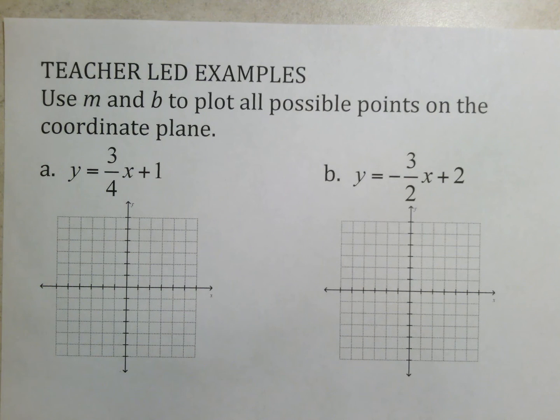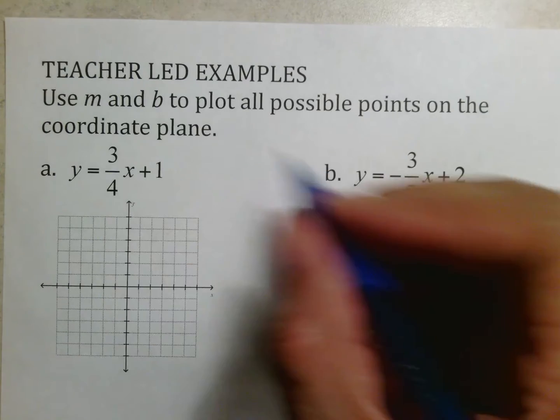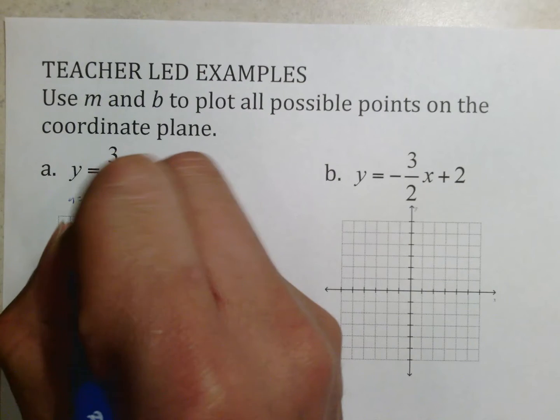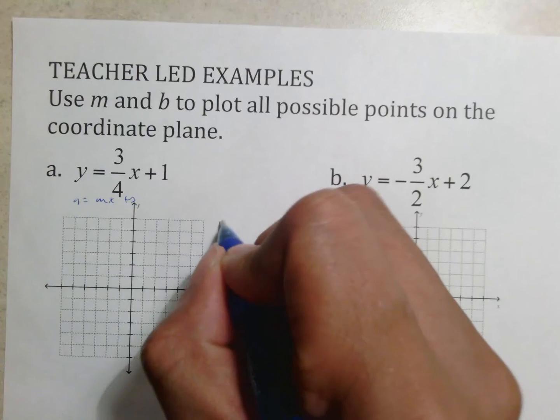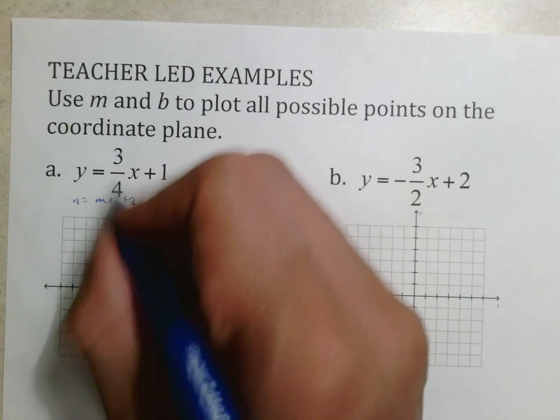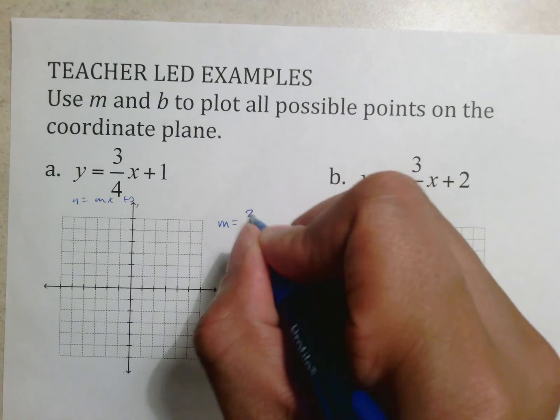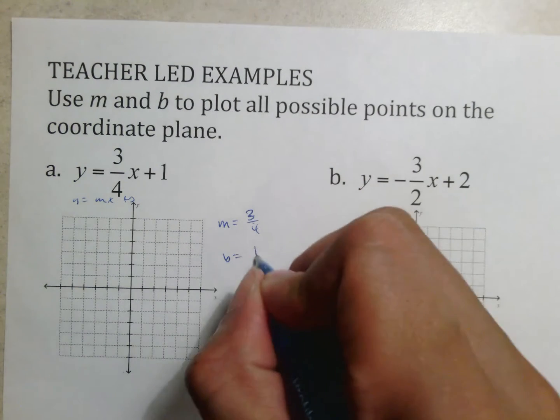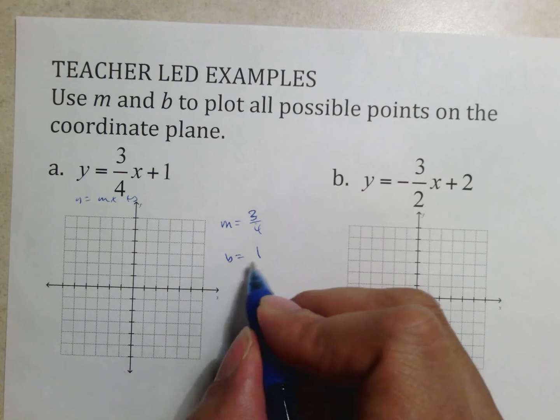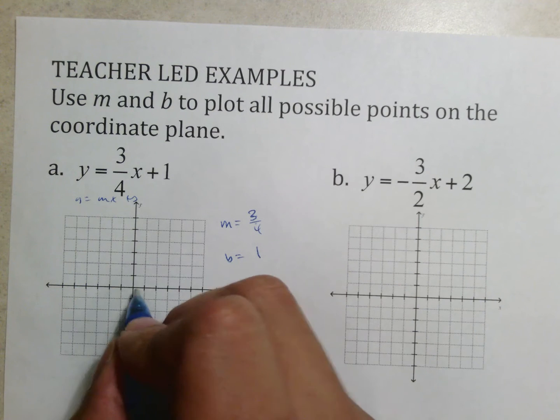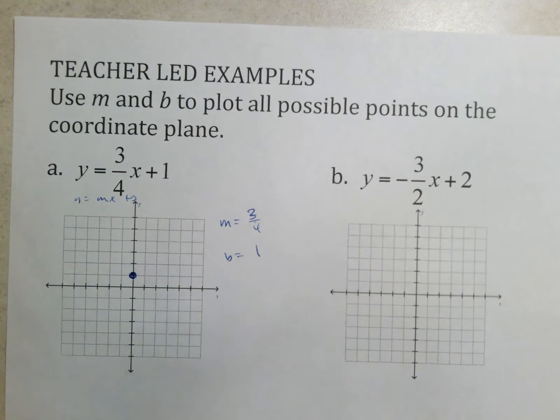And again, remember that for slope we always go to the right, so we don't need to fill everything in, but using m and b to plot all the possible points, I want you to see how well you can do that. In this case, if y equals mx plus b, m, remember, is attached to x, that's 3/4, and b is 1. But again, we start with b because that's our y-intercept. B is 1, so we go up to 1 and we put a dot.